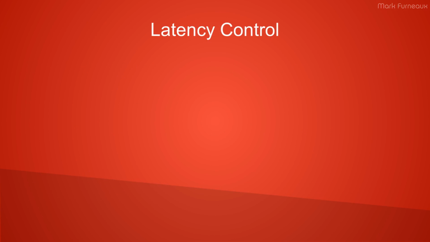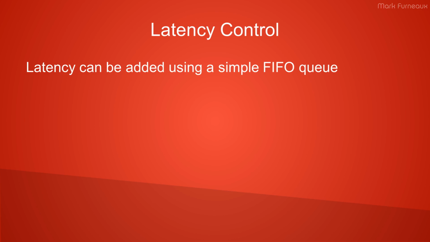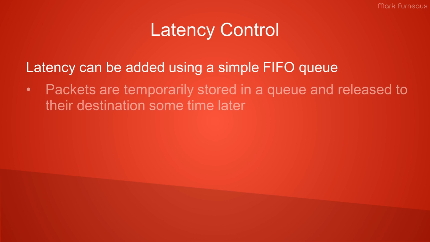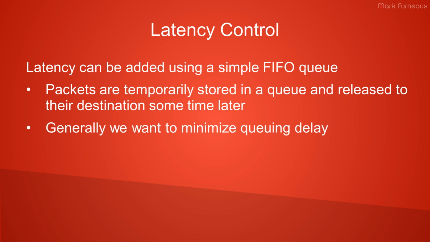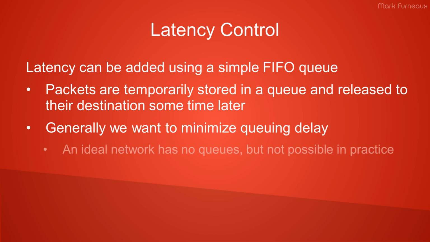We can control latency quite easily by adding a simple first-in, first-out queue or buffer. So basically packets are temporarily stored in a queue and then they're released to their destination at some later time. Now, in a normal network, we generally want to minimize this queuing delay. And in fact, a theoretical ideal network actually doesn't have queues at all, but in practice that's not possible. We would require infinite network bandwidth for that to be possible.